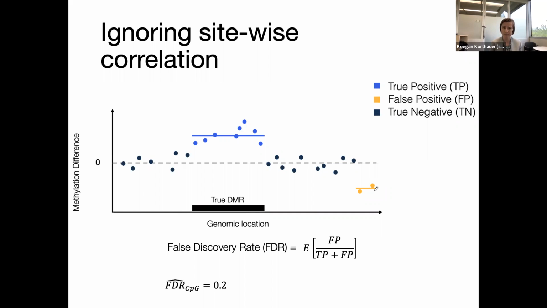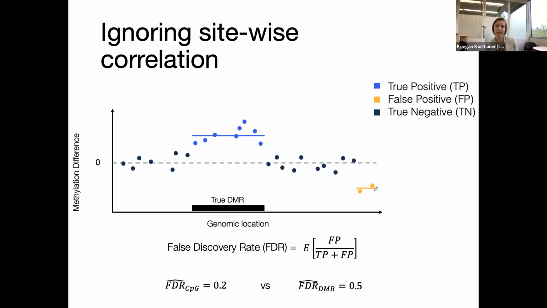So we might be fine with that. That might be the level we specified at the outset of the analysis, and that's great. The problem here is that if we look at the level of DMRs, at the level of regions, we've made 1 out of 2 total discoveries false, and our false discovery rate is 1/2.